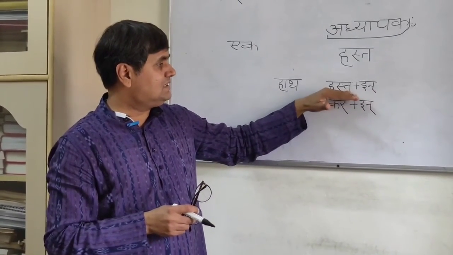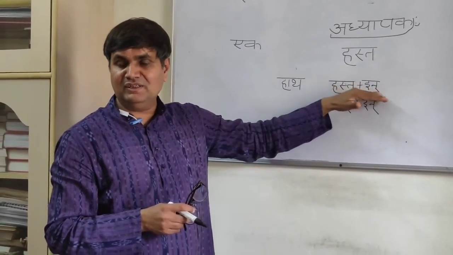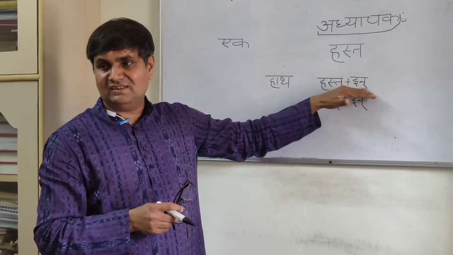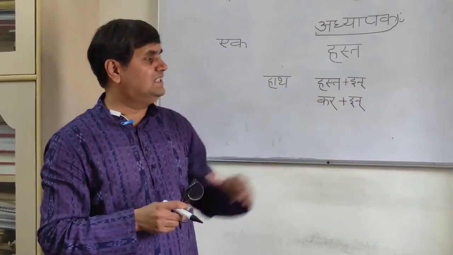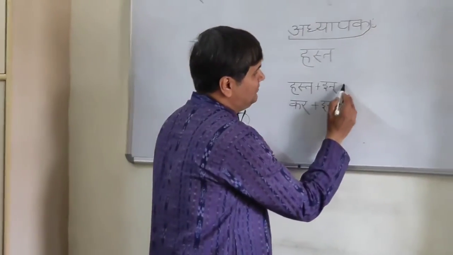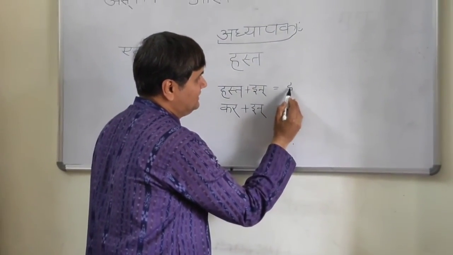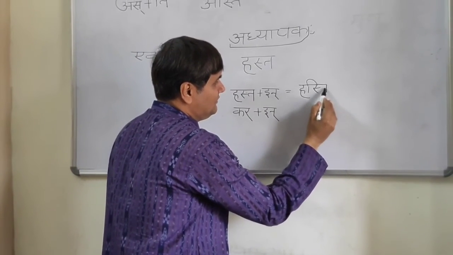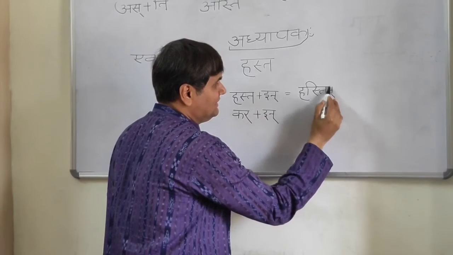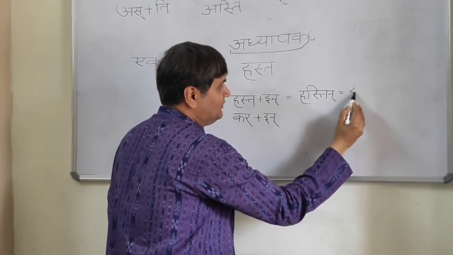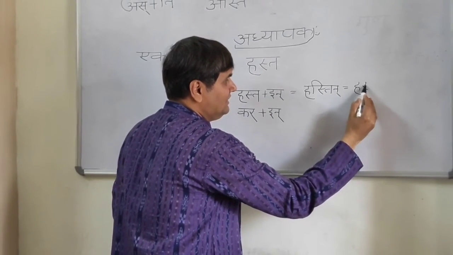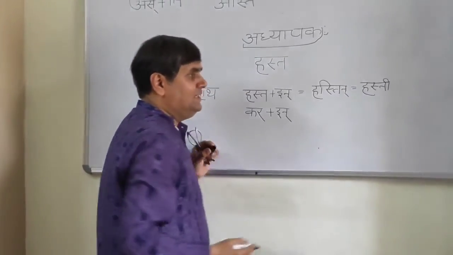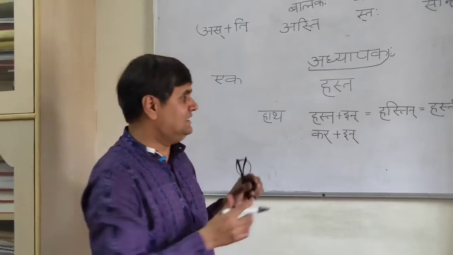So hasta means hand and in means one who has this n. Hastin. So now you combine them, it becomes an independent word, Hastin. What is the meaning of the word Hastin? Elephant. One elephant is called Hasti.